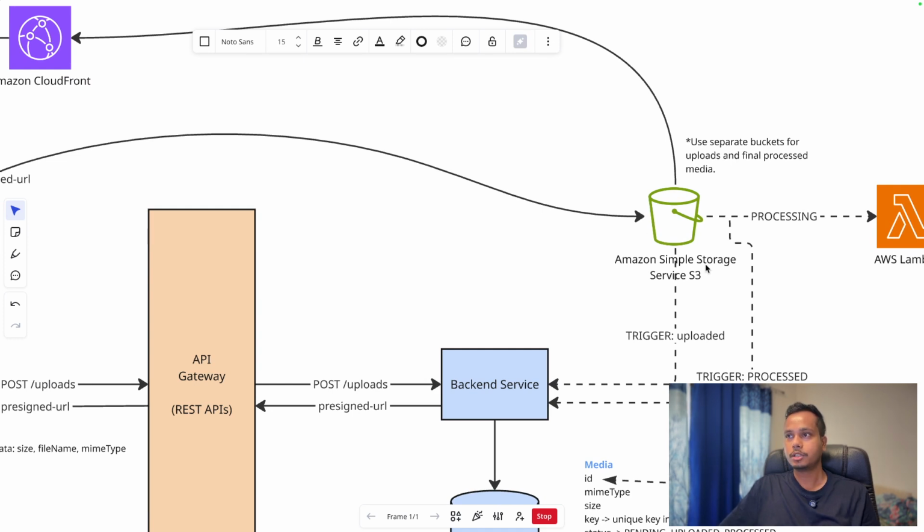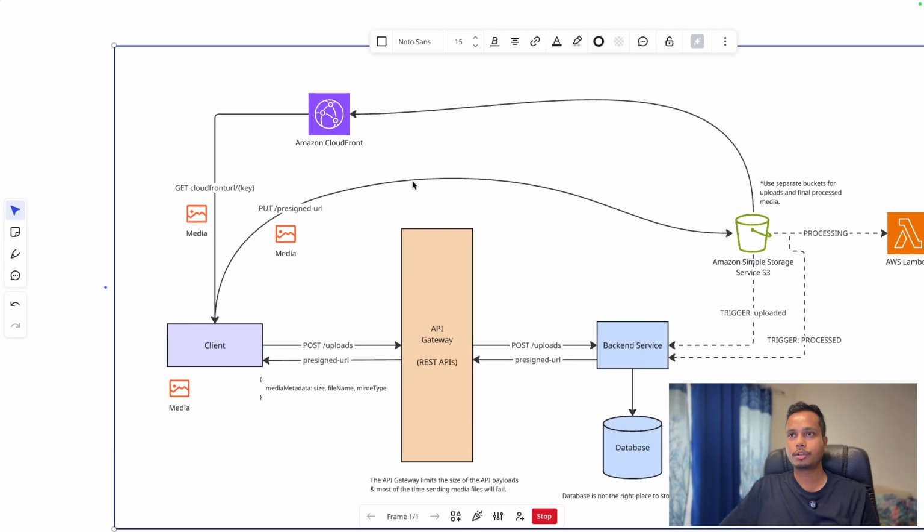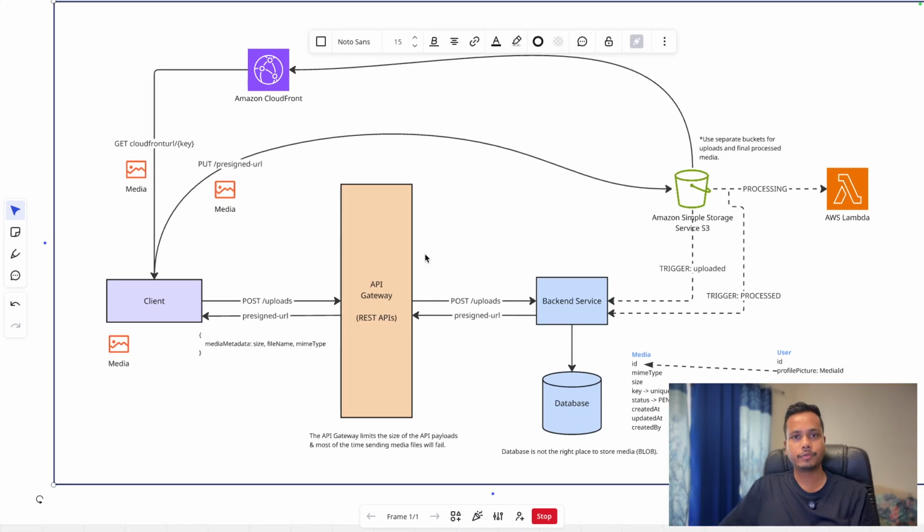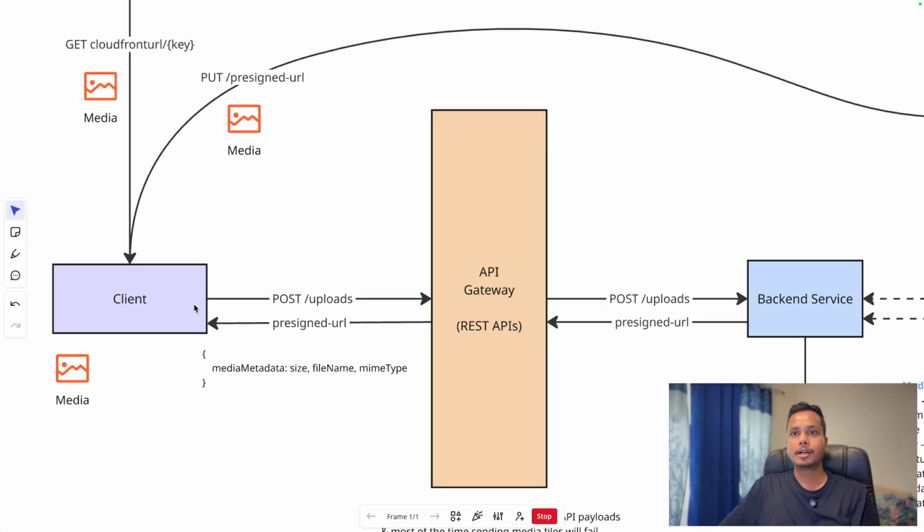So this is Amazon Simple Storage, S3, and we also have this Amazon CloudFront. These two things we will learn about in detail further, and we also have AWS Lambda. Okay, so these are different components which we have in our system. Now let's come to the problem.